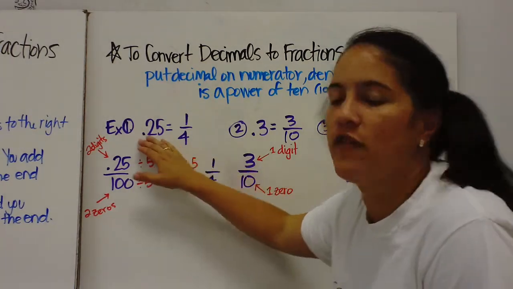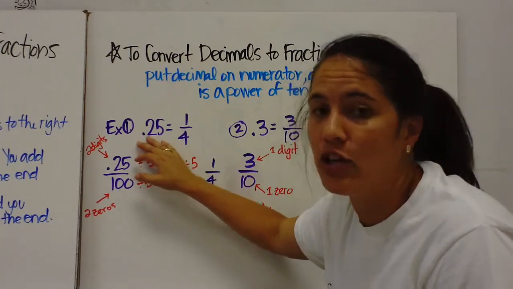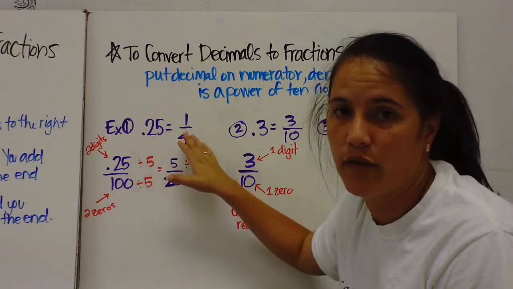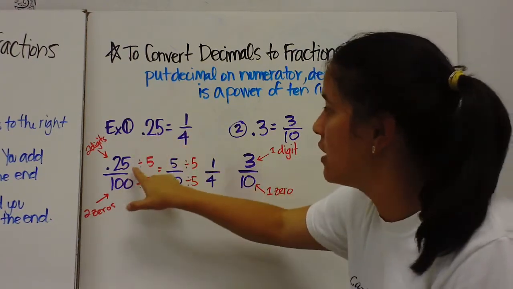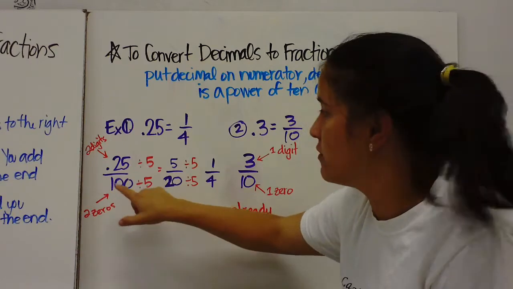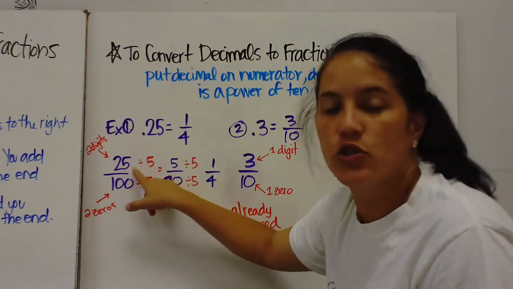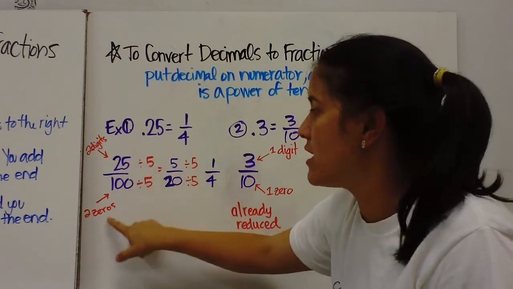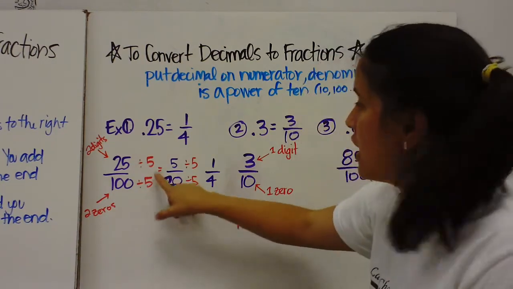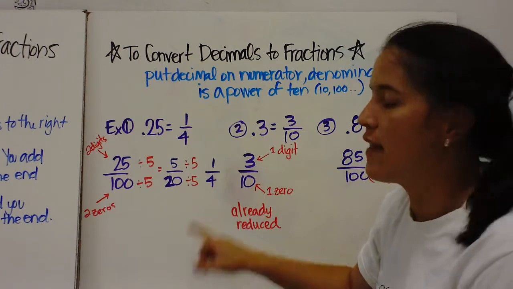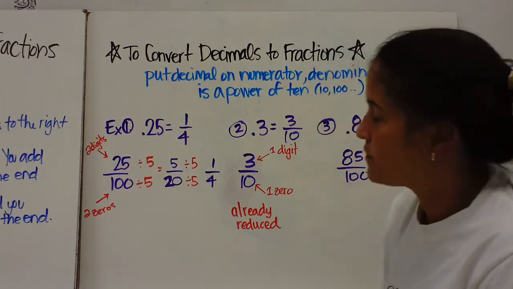An example, 0.25. Again, a common example. We know that 0.25 is 1/4, so I want to show you where it comes from. 25 over 100. Because there's 2 digits in the numerator, that means we need 2 zeros, so 100. And I showed you simplifying, and that's where I got down to 1/4.